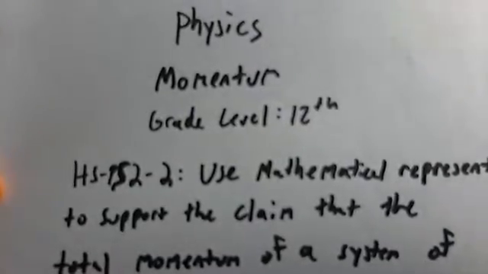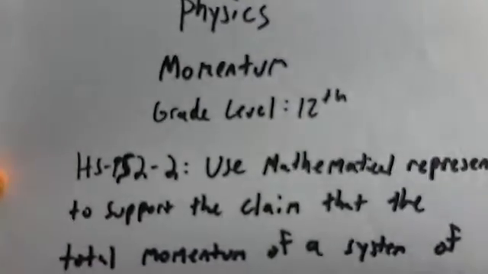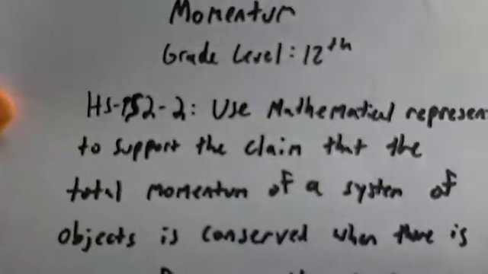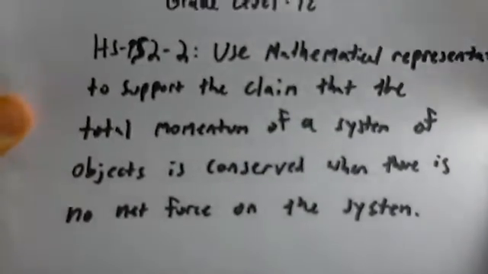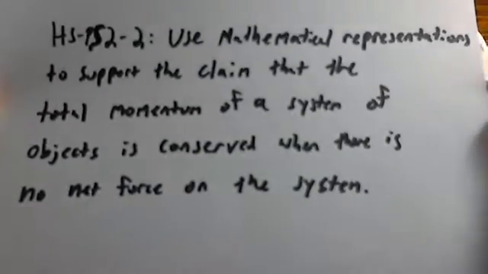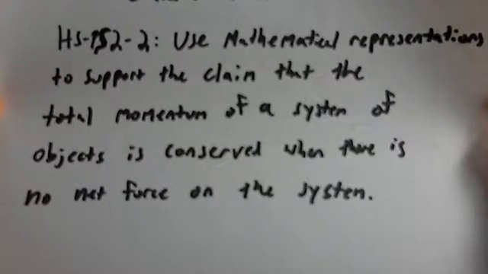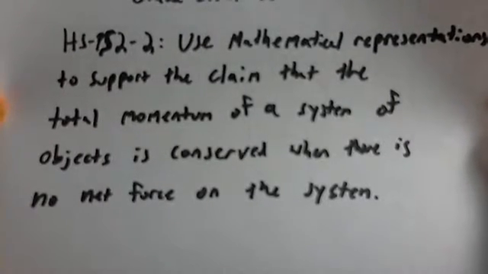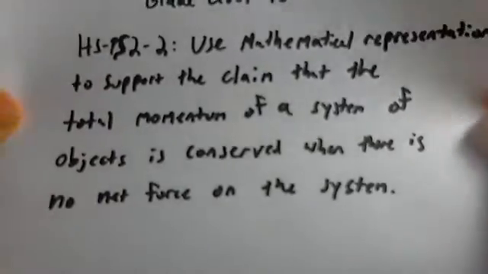The topic is physics, specifically looking at momentum, and the grade level for this lesson is 12th grade. The content standard for this is HS-PS2-2. Use mathematical representations to support the claim that the total momentum of a system of objects is conserved when there is no net force on the system.